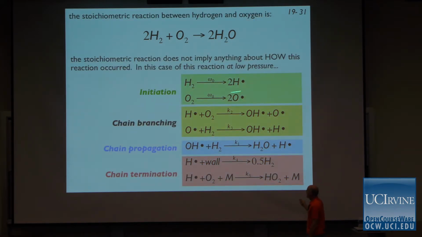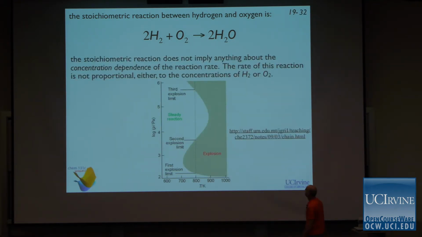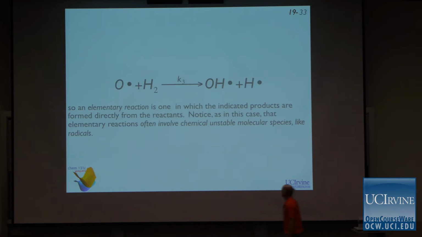And we can classify elementary reactions as different types. We will get to this later. Don't worry about it now. It's very complex how hydrogen and oxygen interact. There are explosions that can occur because of this complex mechanism. All right? There's a lot that can happen. We'll talk about it later.